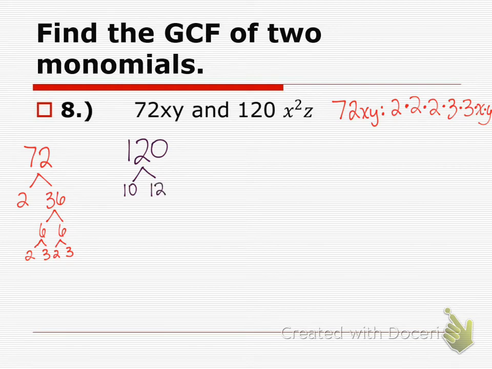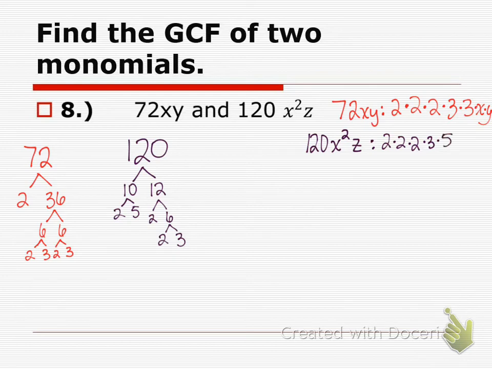10 breaks into what? 5 times 2. 12 breaks into what? 6 and 2. 6 breaks into what? 2 and 3. Okay? So we have 120x squared z. How many 2's did we have? 2 times 2 times 2. How many 3's? 1. What else did we have?